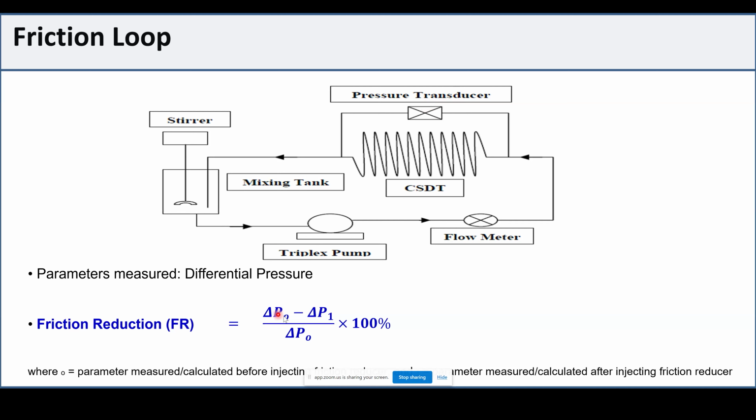And then we start calculating something called friction reduction, or FR. That is a formulation: the pressure drop at time zero before adding the chemicals, which is delta P zero, minus the pressure drop at the time whatever we're starting the testing, divided by the pressure drop at time zero, multiplied by 100.